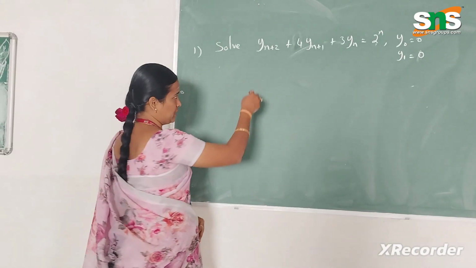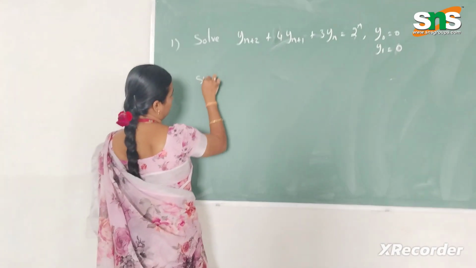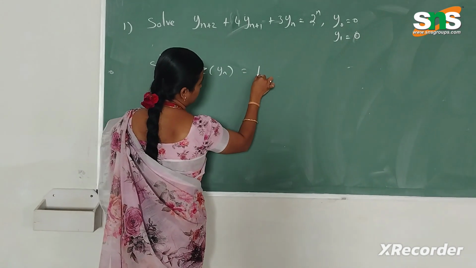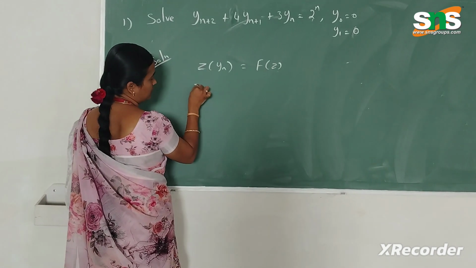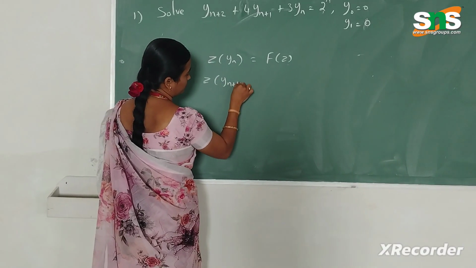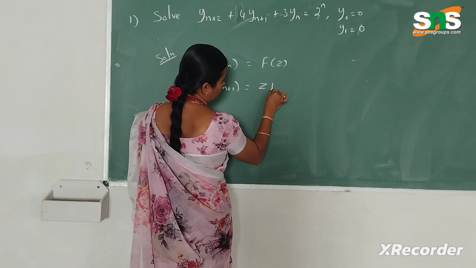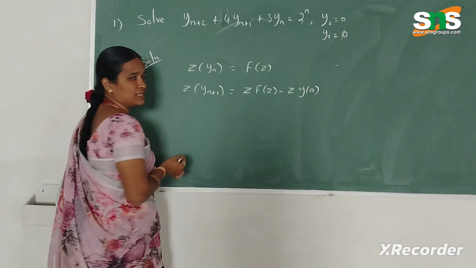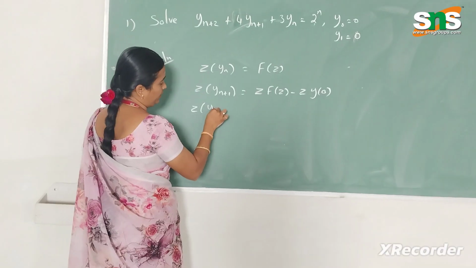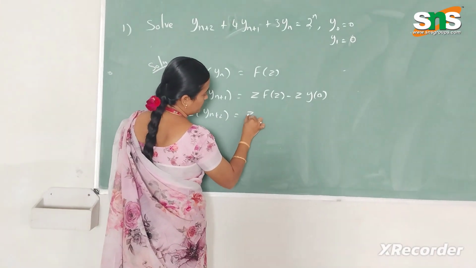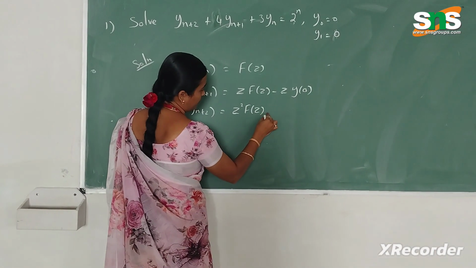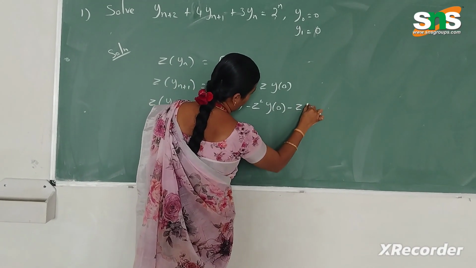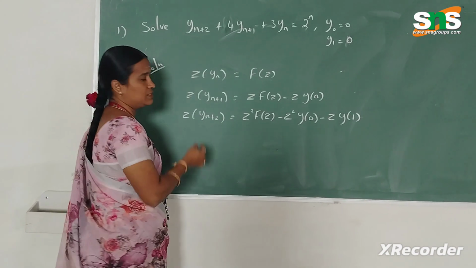First I am going to write the basic formulas of Z transform. So solution: Z of y of n can be written as F of z, and Z of y of n plus 1 can be written as z into F of z minus z into y of 0. These are all basic formulas. So Z of y of n plus 2 is replaced by z square into F of z minus z square into y of 0 minus z into y of 1. So these are all formulas.